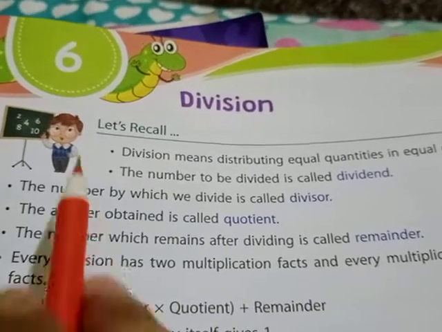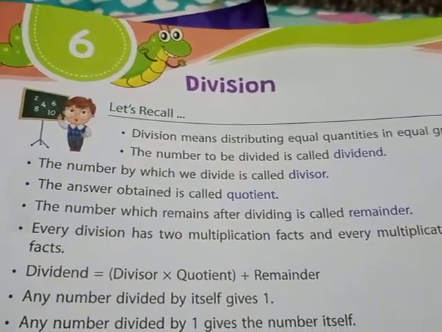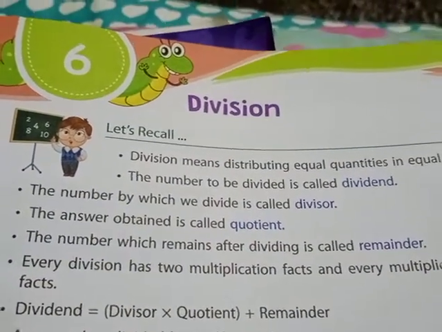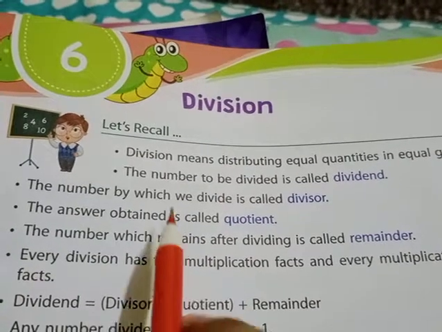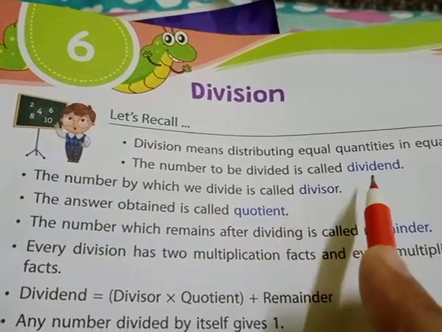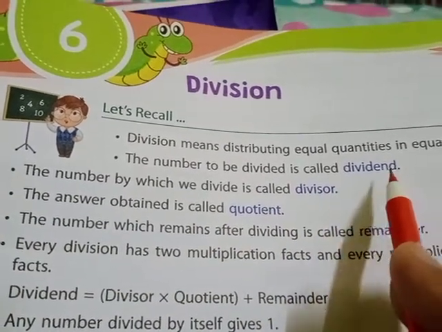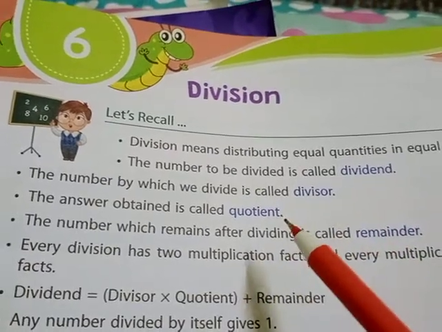Moving ahead with chapter 6, division. First of all, we will study a few important points, then we will move ahead with the exercises. The first point is, the number to be divided is called the dividend. You know what the dividend is? The number which we have to divide.